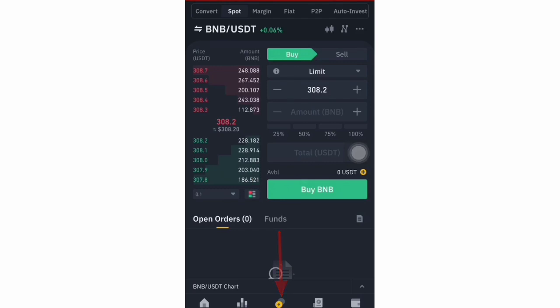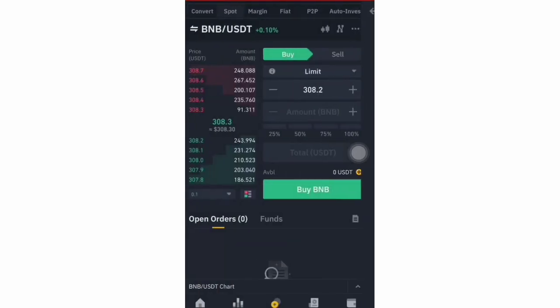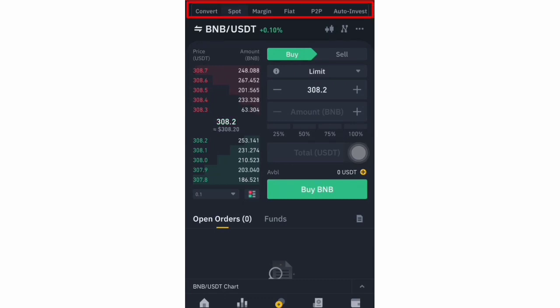So once you click trade, you're going to see at the top here you have different kinds of icons with different names like spot, margin, fiat, P2P. So we said we're going to be talking about spot. We're going to be talking about futures. So margin is also around futures. We're going to be talking about P2P.